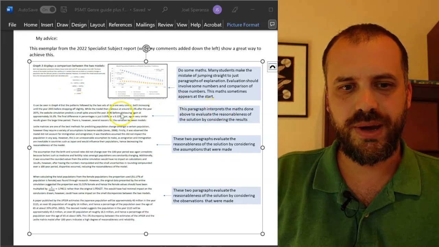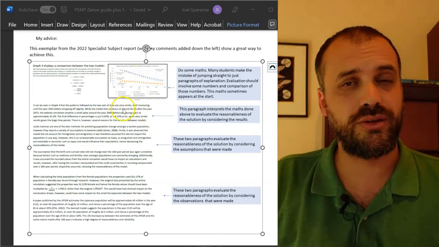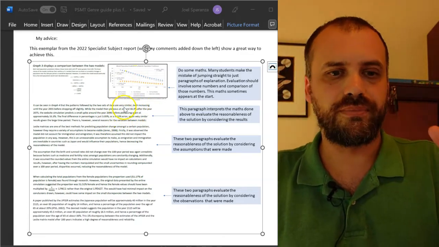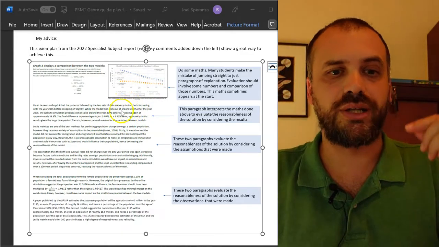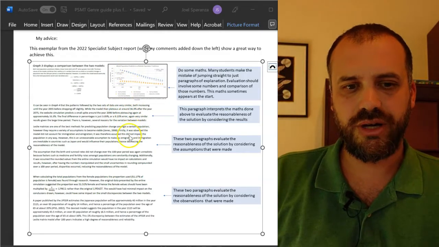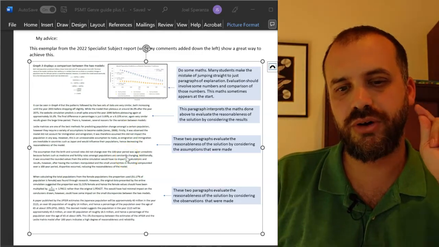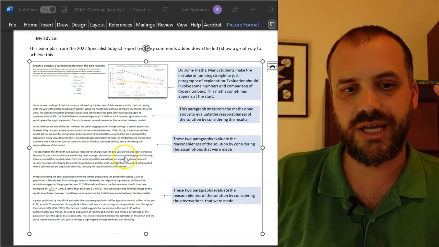Now, this next paragraph interprets that maths and talks about whether the results are reasonable or not. They're evaluating the reasonableness of their solution by considering their results. Now, this paragraph and this paragraph are evaluating the reasonableness of the solution by considering the assumptions.